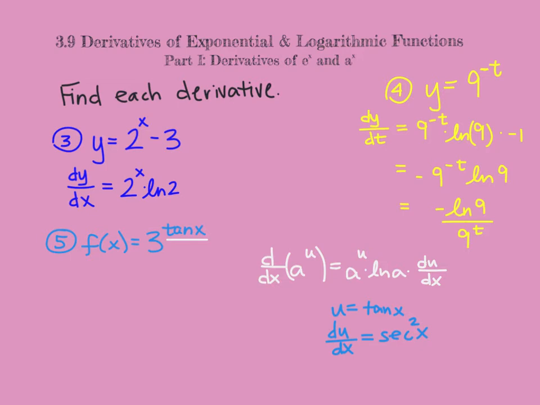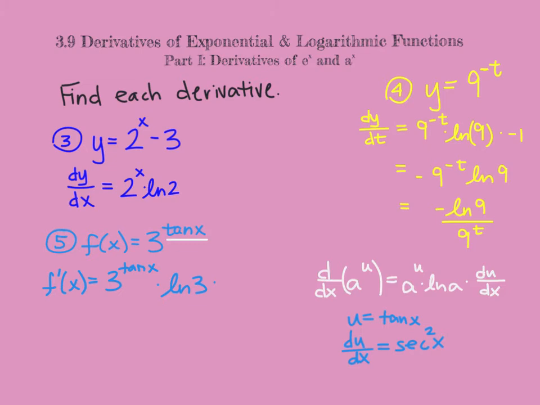All right, when we're using this rule, we'll have f prime. So it's its own function first, a to the u, so 3 to the tan of x, times the natural log of the base, natural log of 3, times du dx. And in this case, our du dx, I already wrote it out, is secant squared of x.